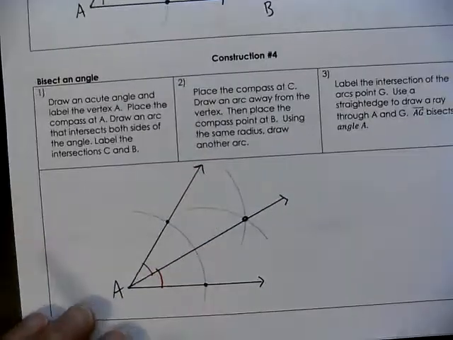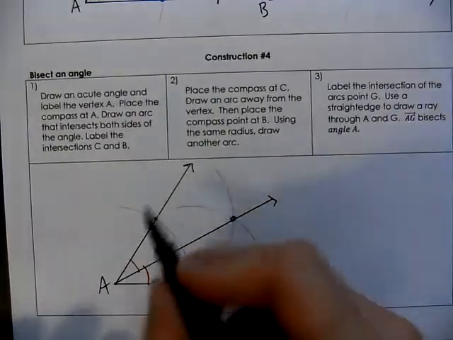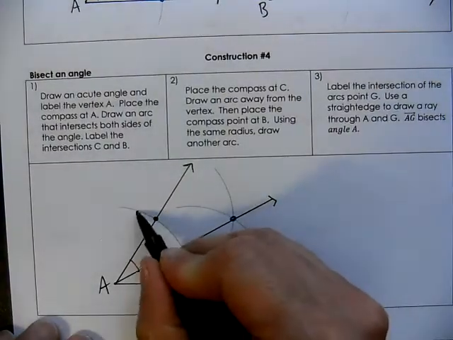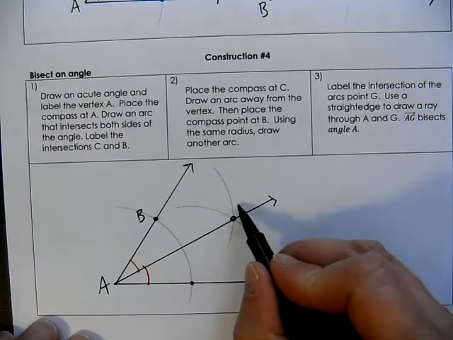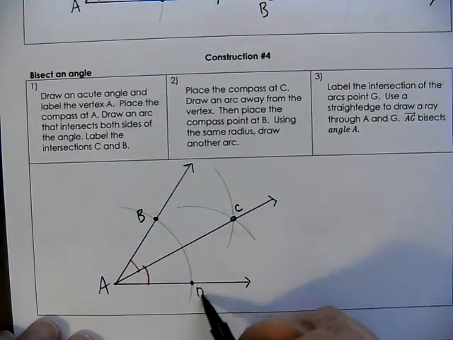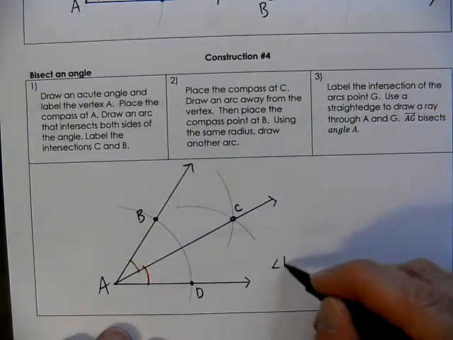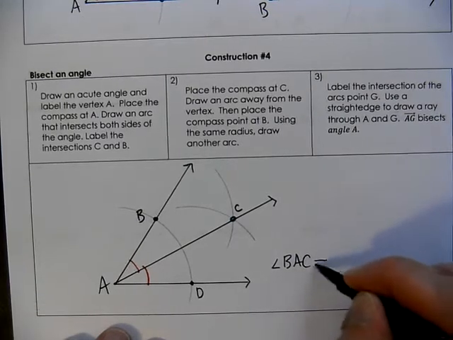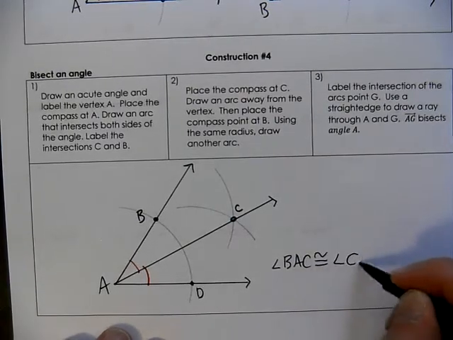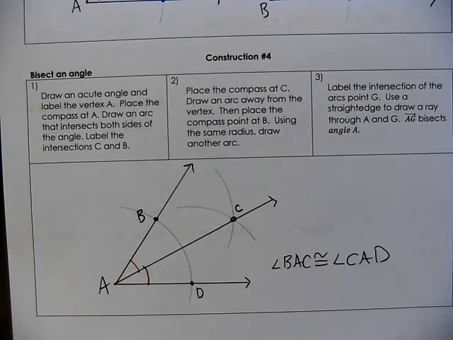And so that we can name these, let me put a few more letters on my diagram. So here's B, here's C, and here's D. So we will say angle BAC is congruent with angle CAD. And we've bisected it exactly. That's the end of our lesson.